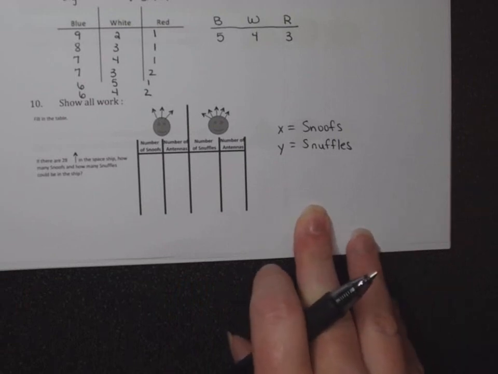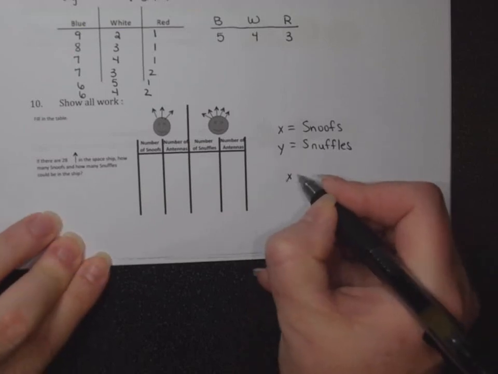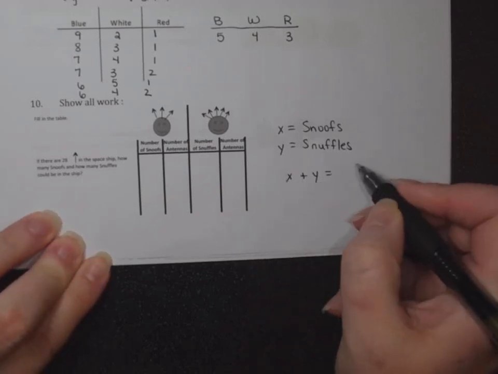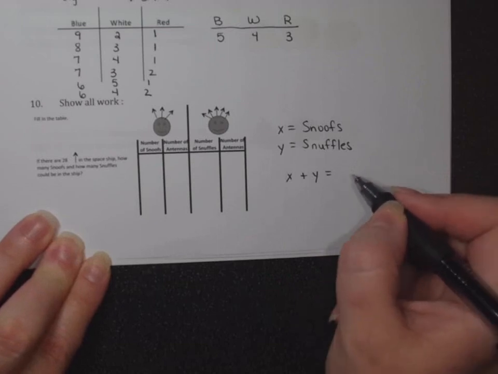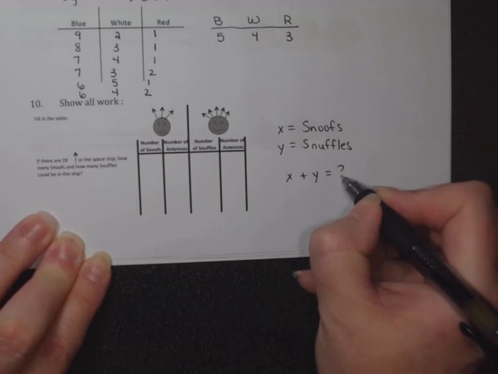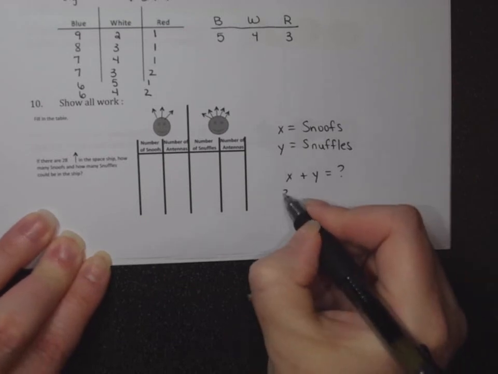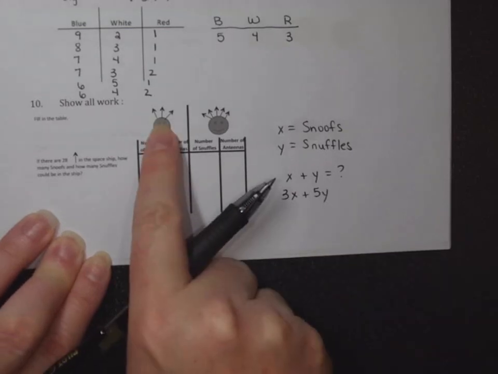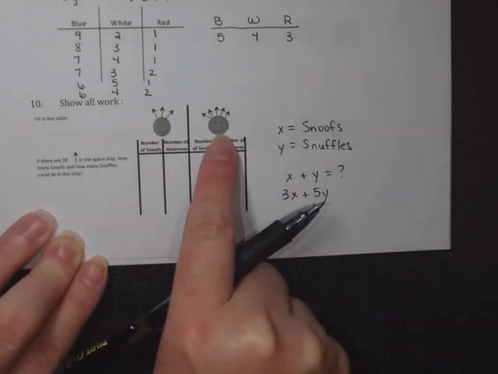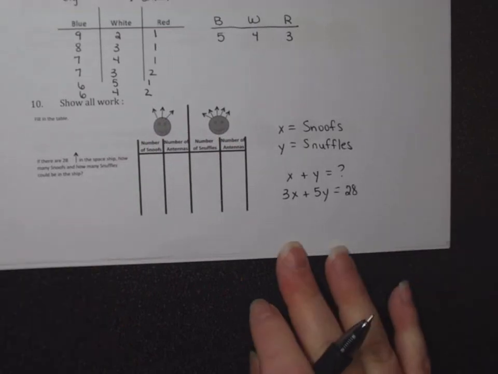Notice that we know x plus y is going to have to be, well, we don't know that, because we weren't told how many items there were. But we were told how many antennas there are. So 3x plus 5y, and how I got that is every snoof has 3, every snuffle has 5. In total, that has to be 28.